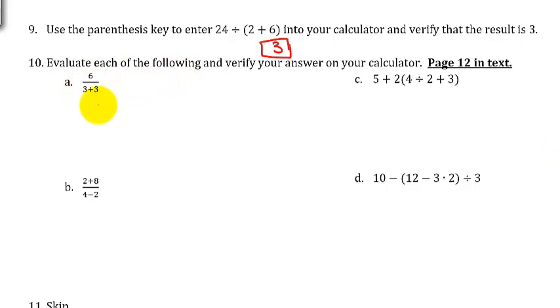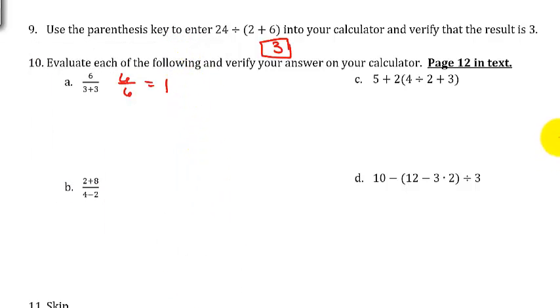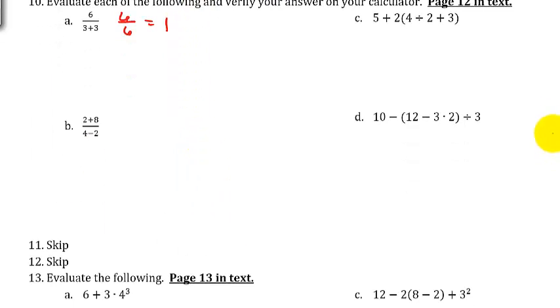So evaluate each of the following, and we're going to verify our answers on our calculators. And so 6 over 3 plus 3, so that's the same as 6 divided by 6, which is 1. And we'll just verify them at the end, I guess, with our calculators. That would be easier, I think. The next one, 2 plus 8 over 4 minus 2. So first do the operation in the numerator. So 2 plus 8 is 10, and 4 minus 2 is 2. And then 10 divided by 2 is 5.